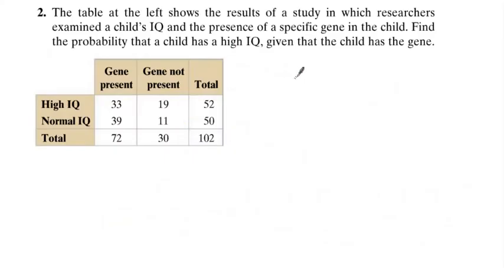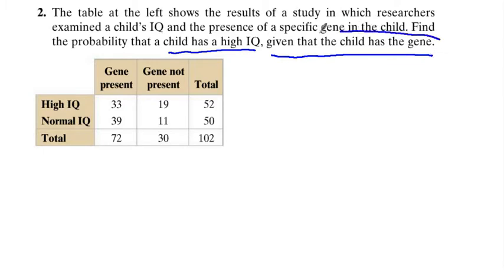Alright, so I want to see if we can do another example. This is called a two-way table, and these types of questions are popular on ACTs and SATs. So I always encourage you to see if you can pause the video and try this one on your own before we go through it together. So you have this table, it's showing the results of a study in which researchers are comparing a certain child's IQ with whether or not they have a certain gene in their DNA. Find the probability that a child has a high IQ given that they have the gene.